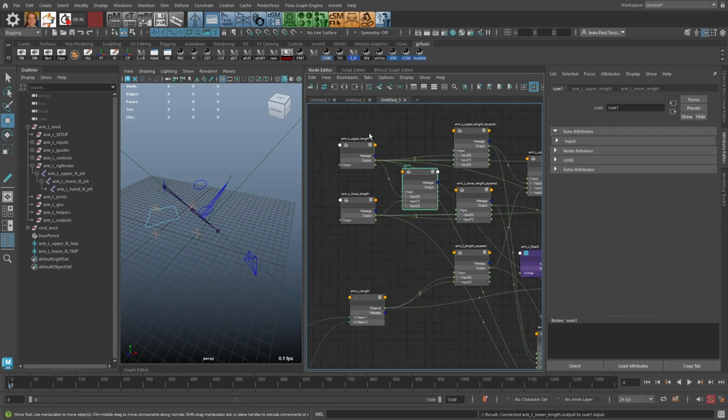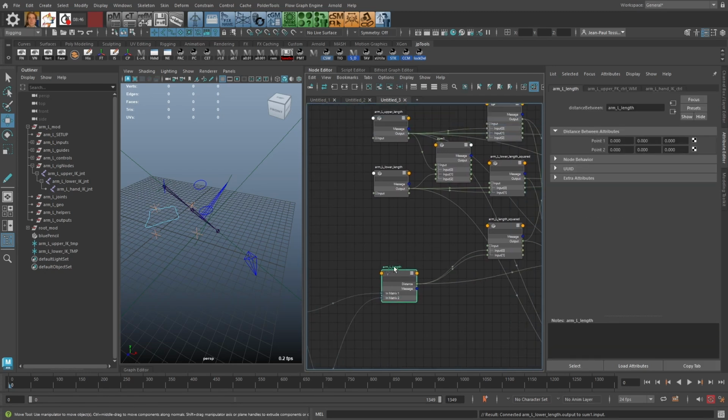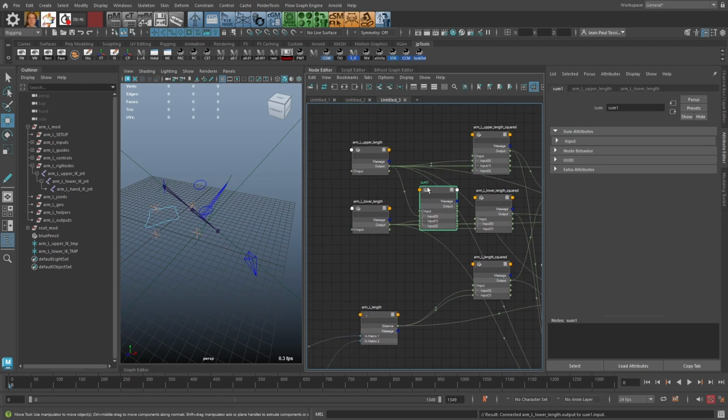So we need another sum, and we'll call this arm length. Let's call this one current length to not confuse it, and this arm not upper but length.